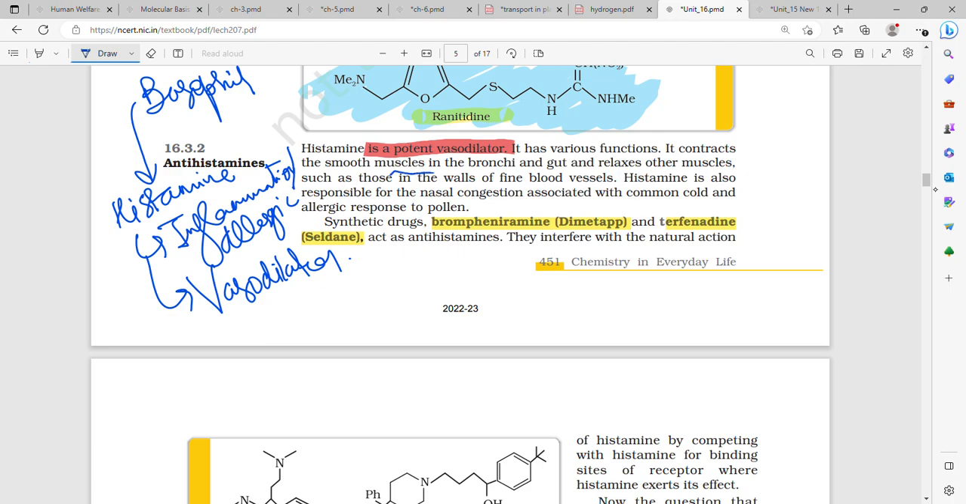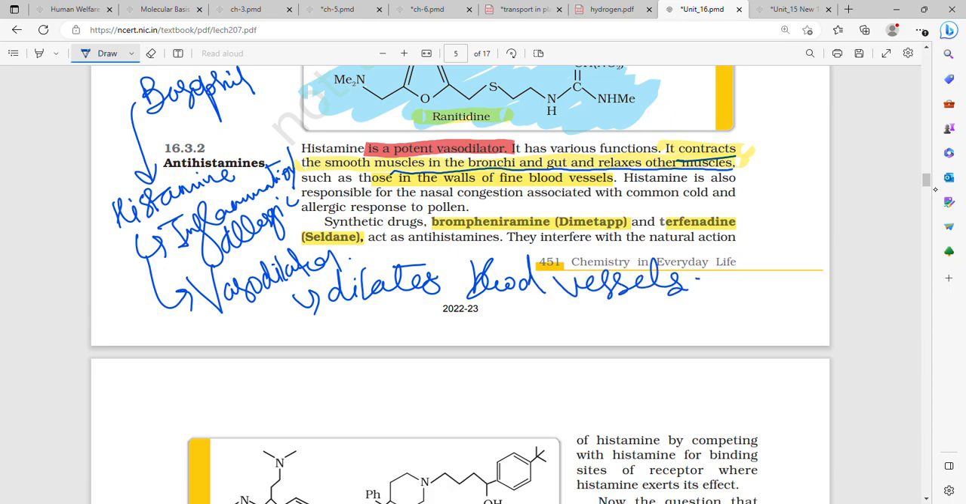It contracts the smooth muscles in the bronchi and gut and relaxes other muscles. That is, it contracts the smooth muscles, the involuntary muscles present in our bronchi and in our gut, but it relaxes all other muscles, such as those in the walls of blood vessels. Therefore it is called a vasodilator, because it dilates blood vessels, whereas serotonin is a vasoconstrictor because it constricts blood vessels. Histamine is also responsible for nasal congestion associated with the common cold and the allergic response to pollen. So all allergic responses are due to histamine, as well as nasal congestion associated with the common cold.